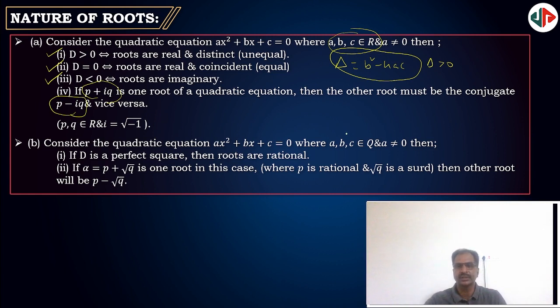Next, second case is if a, b, c are rational numbers, then how is the nature of the roots? Again, it depends upon discriminant delta. If delta is a perfect square, then the roots are rational. If one root is p plus root q, then other root will be p minus root q, which are known as conjugate surds. P plus root q and p minus root q are known as conjugate surds. So if one root is p plus root q, then the other root will be p minus root q.